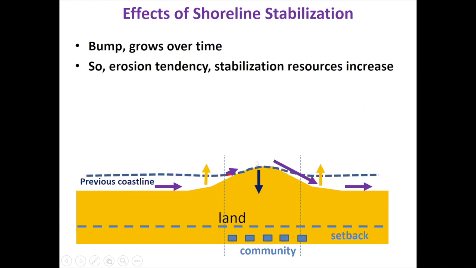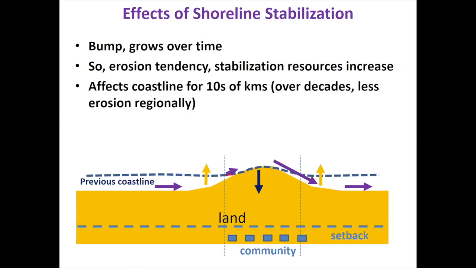Larger curvatures mean larger gradients in transport. That means faster erosion and more pronounced accretion, or a tendency to accrete, which on an eroding coast is probably just reduced erosion. And so this community is going to have to expend their resources to stabilize the beach faster and faster as time goes on here. And this affects the coastline much farther than we might normally think. When we think about timescale of decades instead of years, then these effects can extend for tens of kilometers along the coastline, reducing the erosion rate.